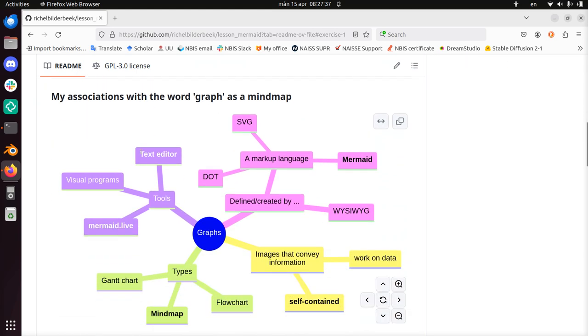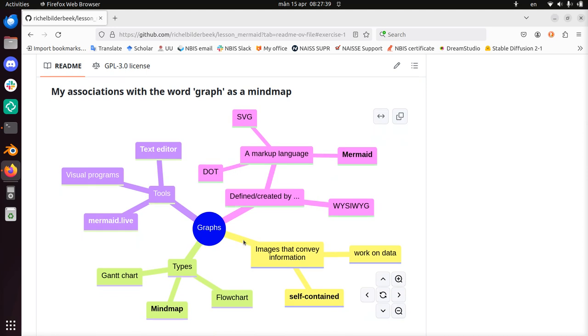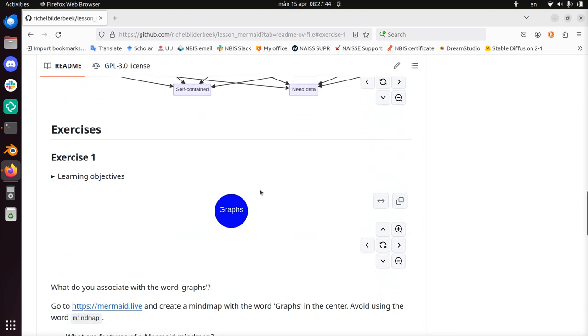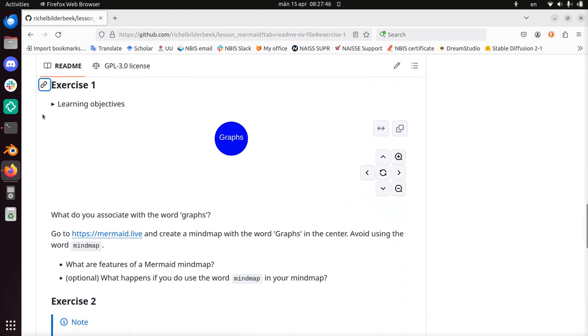With Mermaid you can make graphs, like for example this mind map or this flowchart. But here we're going to do exercise one. Exercise one is about what you associate with the word graphs. Go to mermaid.life and create a mind map with the word graphs in the center. Avoid using the word mind map. What are the features of a Mermaid mind map? And what happens if you do use the word mind map in your mind map?